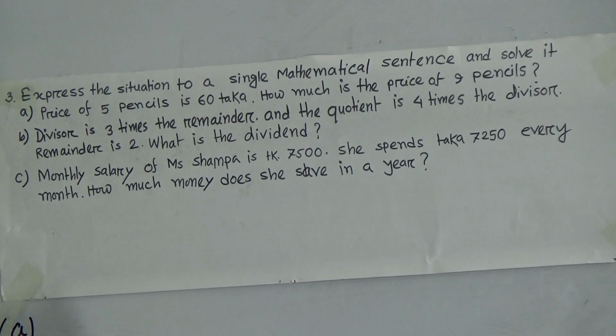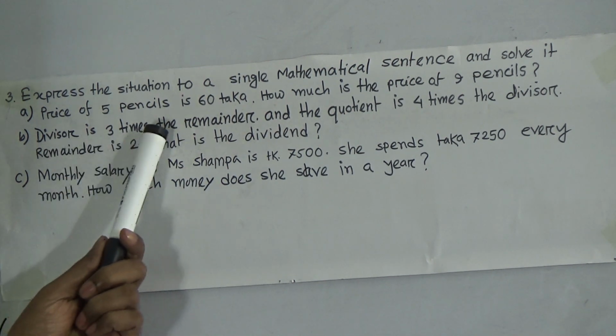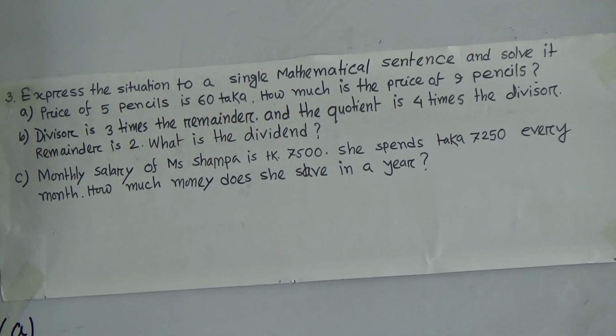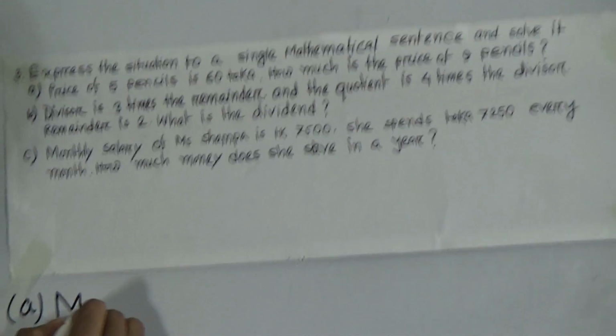Question A. Look, the price of 5 pencils is 60 taka. So the price of 1 pencil is a smaller amount. How can you determine the price of 1 pencil? You say, sir, we have to divide 60 by 5. Then, how can you determine the price of 9 pencils? Then you say, sir, after division we have to multiply. Then we get the result. So this is the mathematical sentence, right?